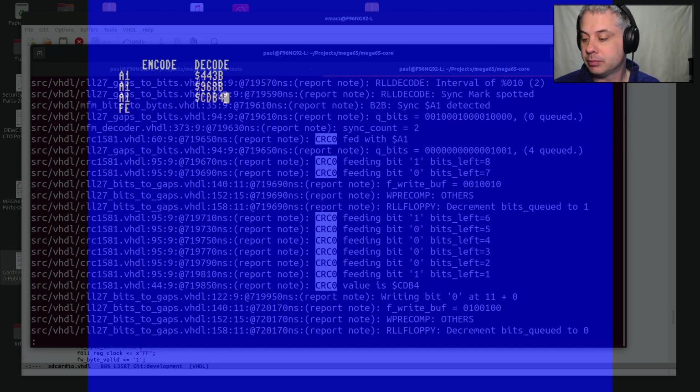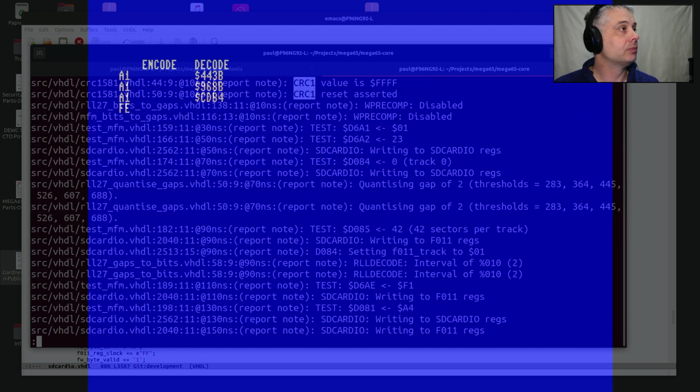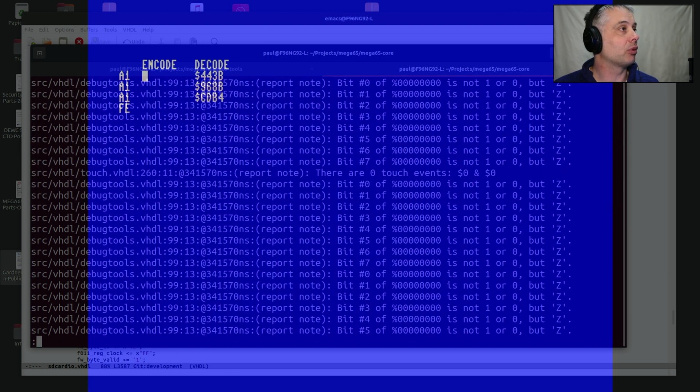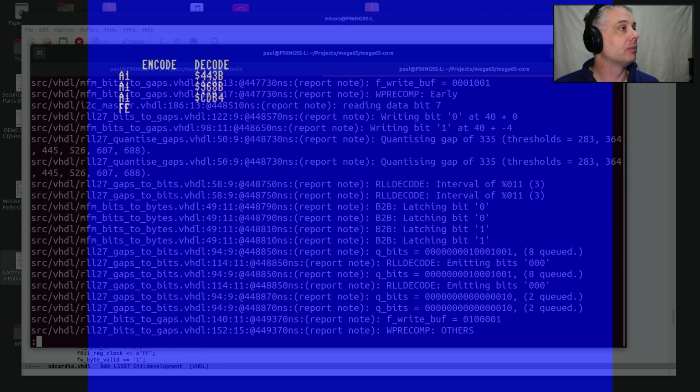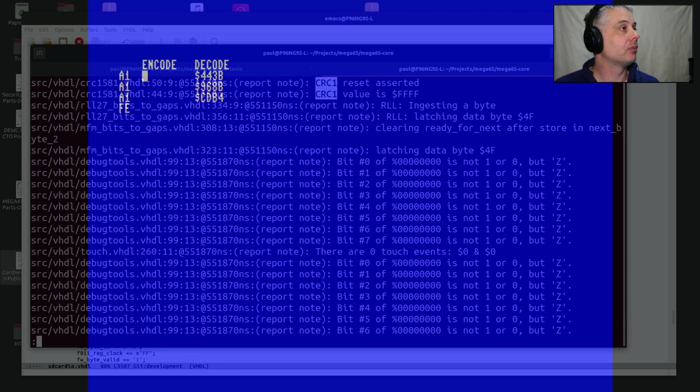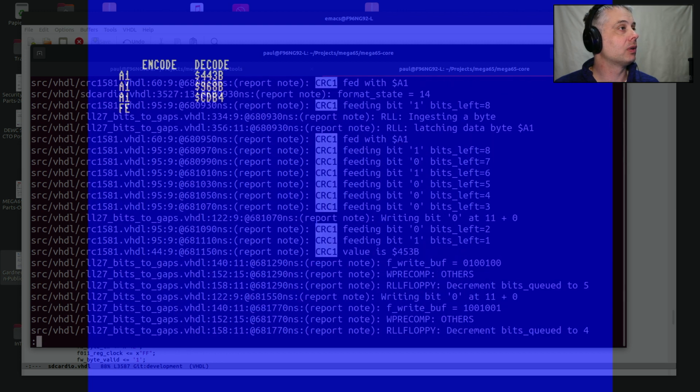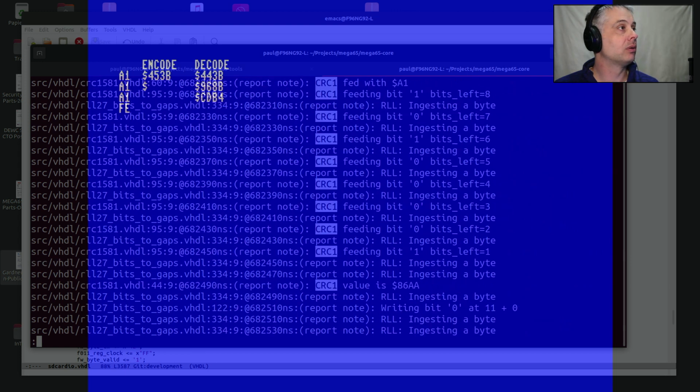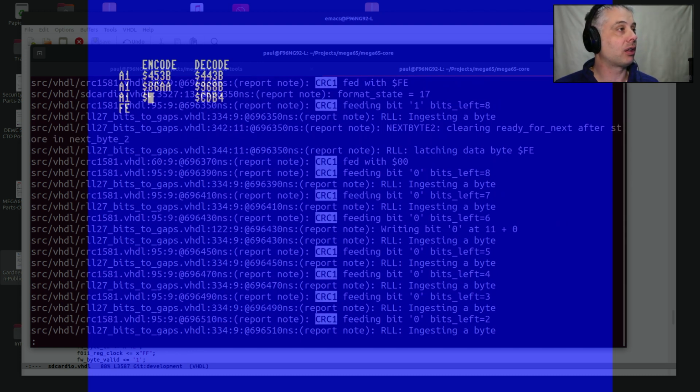CDB4. Okay, let's have a look on the encode side now. And again, we'll skip over the... already that's different, isn't it? 453B. 86AA. Yeah, so we apparently are feeding different things into the CRC.